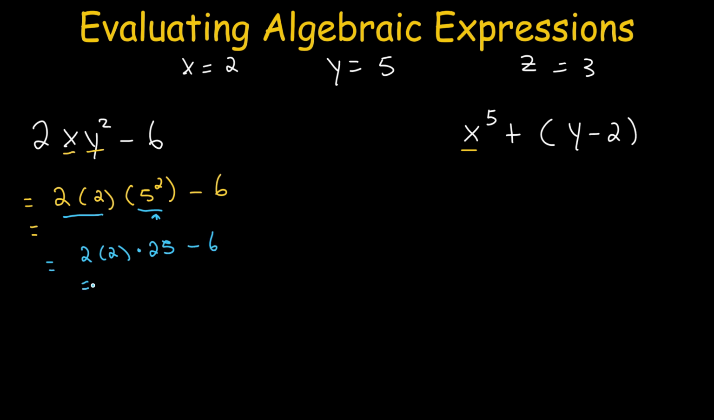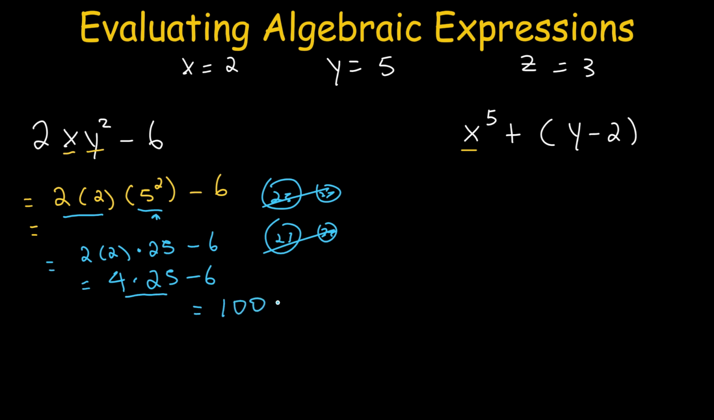Now let's multiply 2 times 2. 2 times 2 is 4. And 25 minus 6. Let's rewrite these problems again. Now, 4 times 25. So simply think of money. Let's say you have 4 25s, and this will be 50 cents, and 50 cents. 2 50 cents means it's 100. So we will have 100 minus 6, and 100 minus 6 will give you 94. This is our answer.